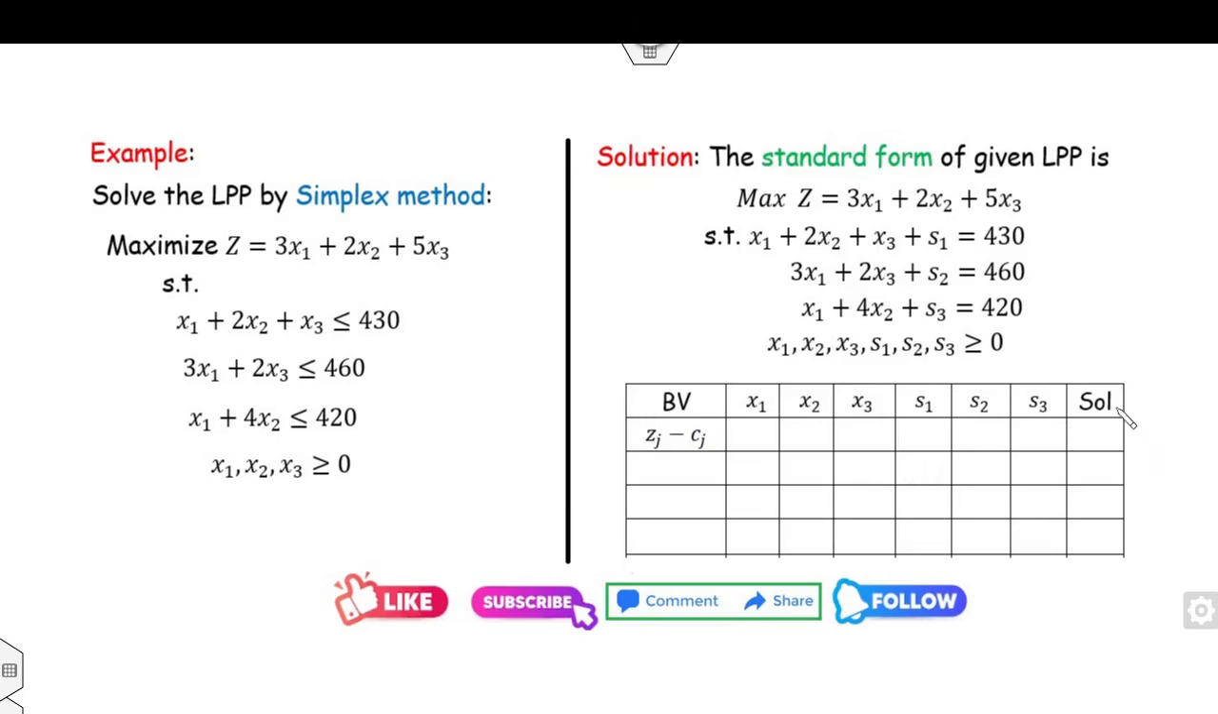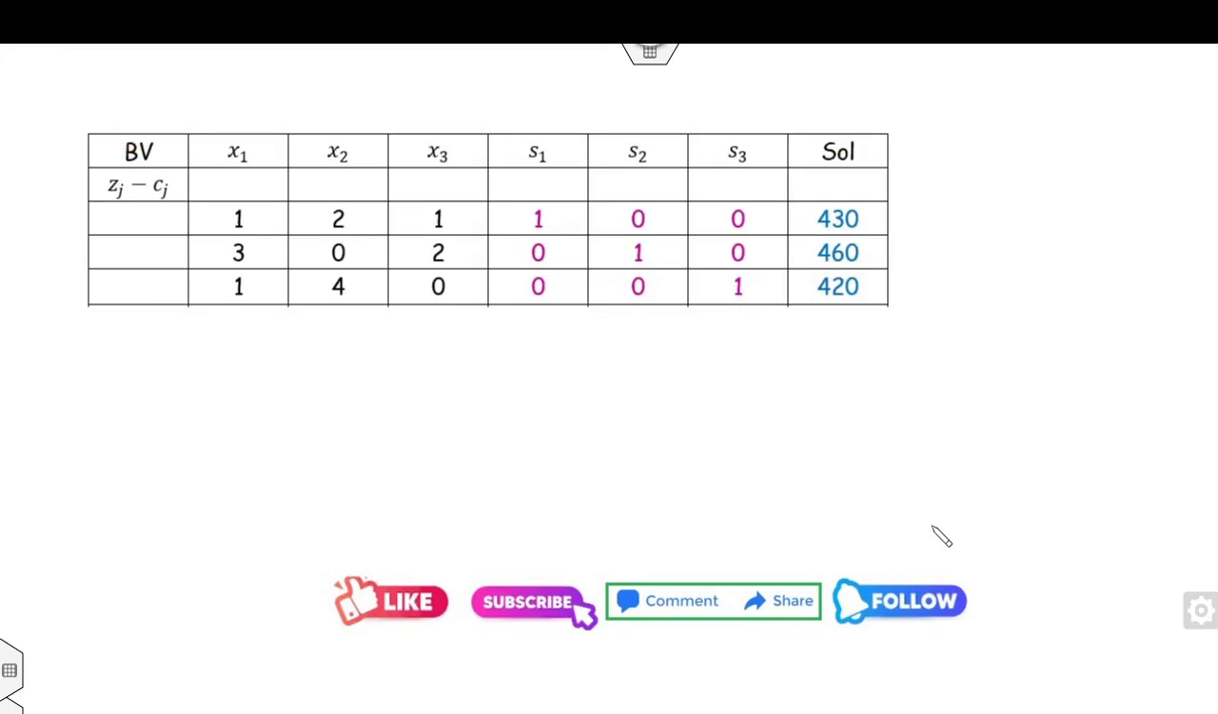So my target is to complete this table. Can you write the coefficient of the x1? 1. Coefficient of the x3, this is 1. Coefficient of the x2, 2. This is 0. This is 4. Coefficient of the x3 in the first constant, 1. This is my 2. This is 0. Similarly, this is 1, 0, 0 and so on.